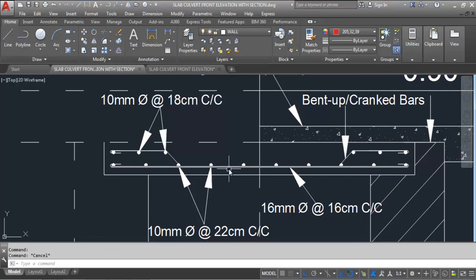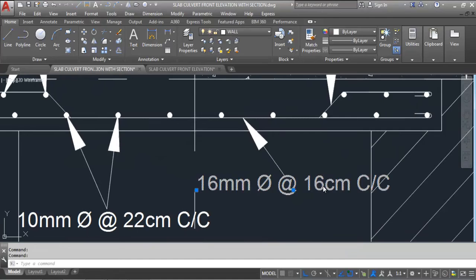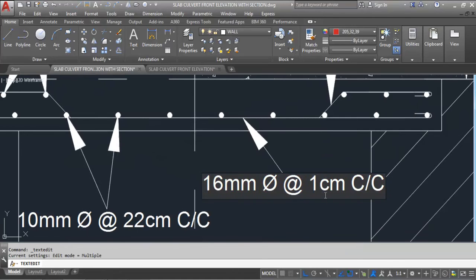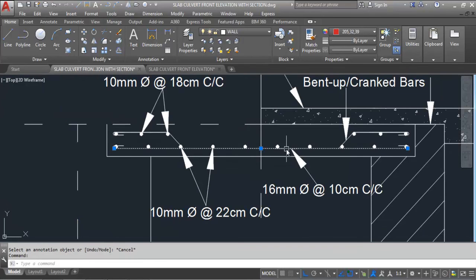So main bar diameter 16 mm dia, at 10 centimeter center to center. Main bar dimension. This is 10 centimeter. Sorry for the mistake. This is main bar dimension: 16 millimeter dia at the rate of 10 centimeter center to center.